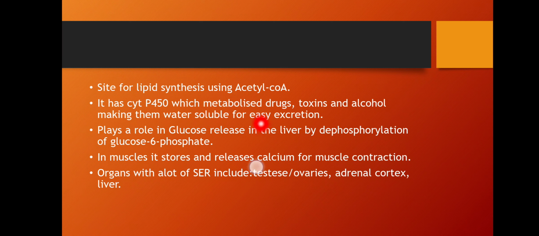It also plays a role in glucose release in the liver by dephosphorylation of what? Glucose 6-phosphate. That is another function of the smooth endoplasmic reticulum. Then in muscles, it stores and releases calcium for muscle contraction. Organs with a lot of smooth endoplasmic reticulum include the testes and the ovaries, the adrenal cortex, and the liver. These are some of the structures that contain a lot of smooth endoplasmic reticulum.